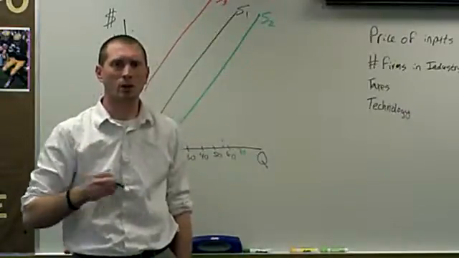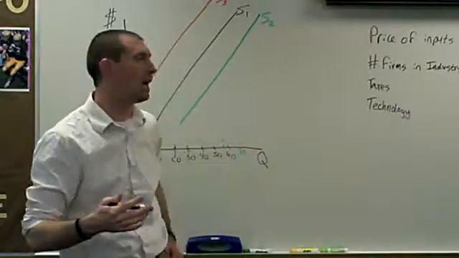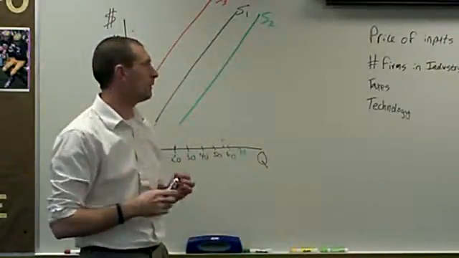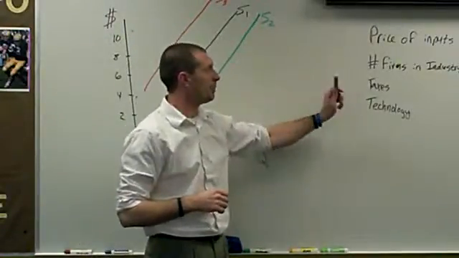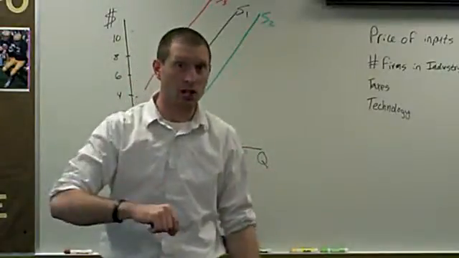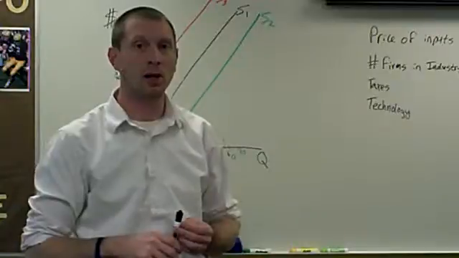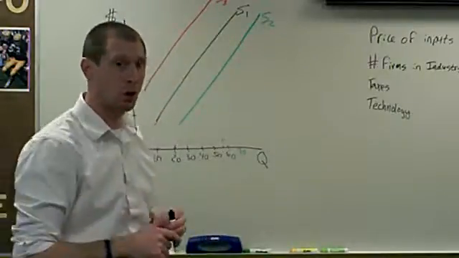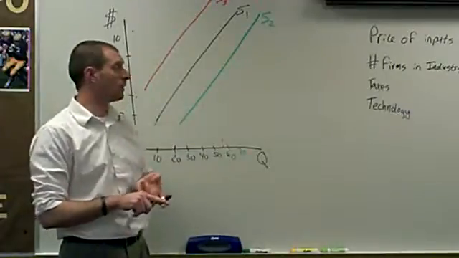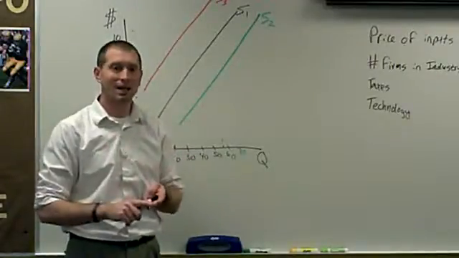Now, what causes this? There are 4 determinants of supply. They're written on the board here. If you can't see them, that's fine. These are more so for me than they are for you. Okay? But price of inputs, number of firms in the industry, taxes, and technology. These are also in your textbook under determinants of supply. Okay? And also in your notes. So the price of inputs, number of firms in the industry, taxes, and technology.